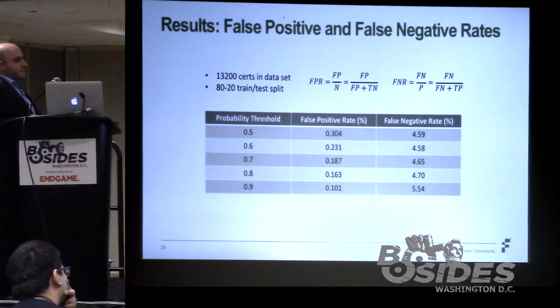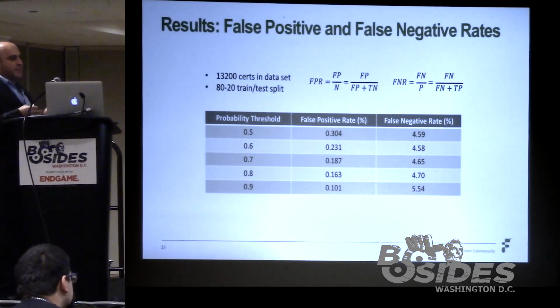The false positive rate, as expected, will decrease from 0.3% to 0.1%. The false negative rate will increase as we increase this threshold, because we want to be more sure, so we miss some certificates that look malicious, but don't look very malicious. The probability is, let's say, 0.5, 0.6, so we miss these, and the false negative rate increases. So this trade-off is there, and you have to decide which one you care about more.